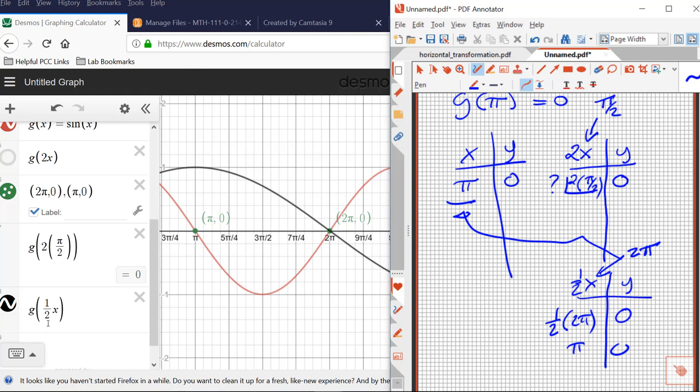So again, multiplying by a half slows everything down, which in turn in the graph, it stretches it because it's going to take more to get you to that same point, that same y value. Okay, so hopefully, again, that helps out quite a bit.